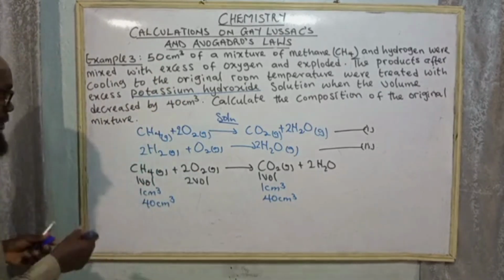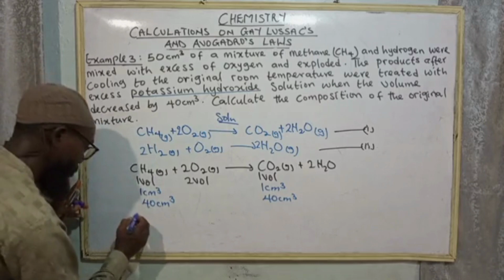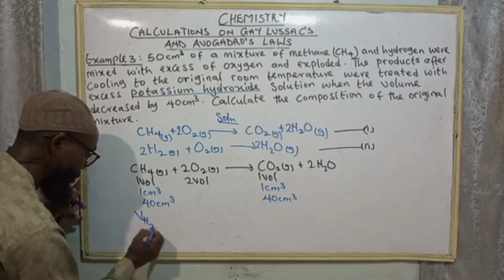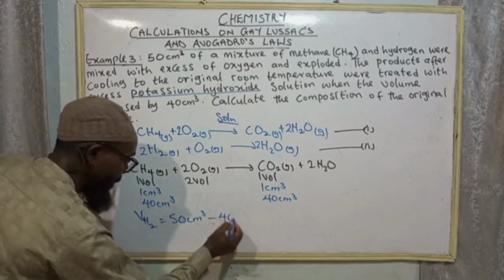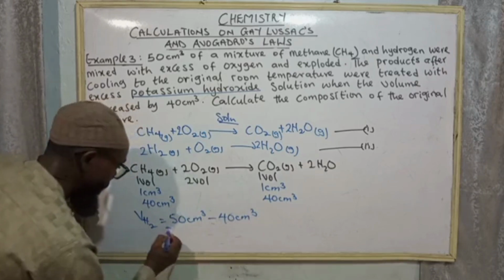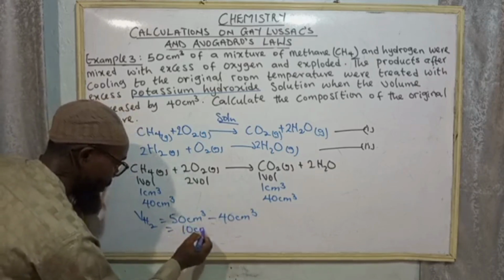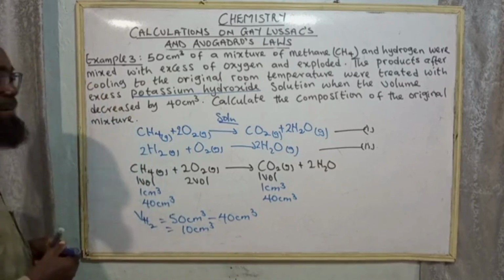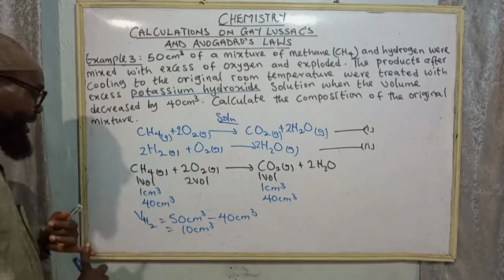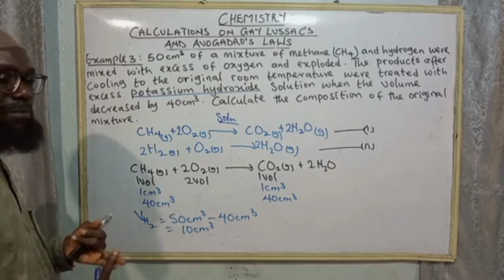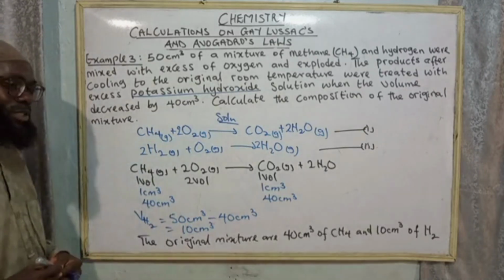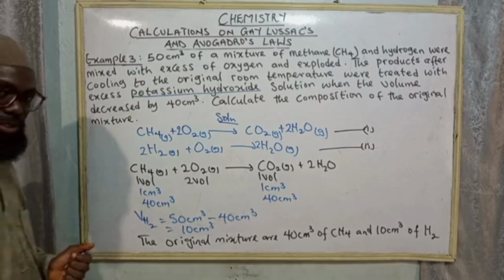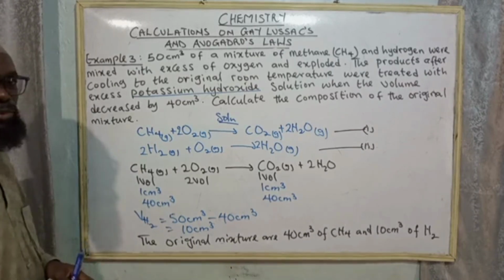So the volume of hydrogen will now be 50 cm cube minus 40 cm cube, which gives 10 centimeter cube. In this case, the original mixture is 40 cm cube of methane and 10 cm cube of hydrogen. So this is how to go about this. So let's look at another example.